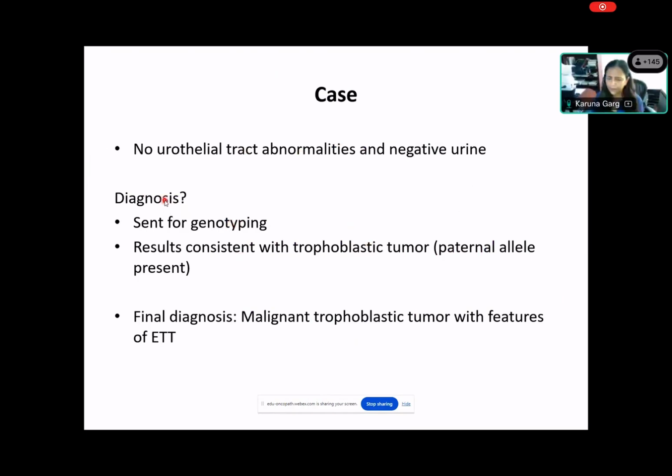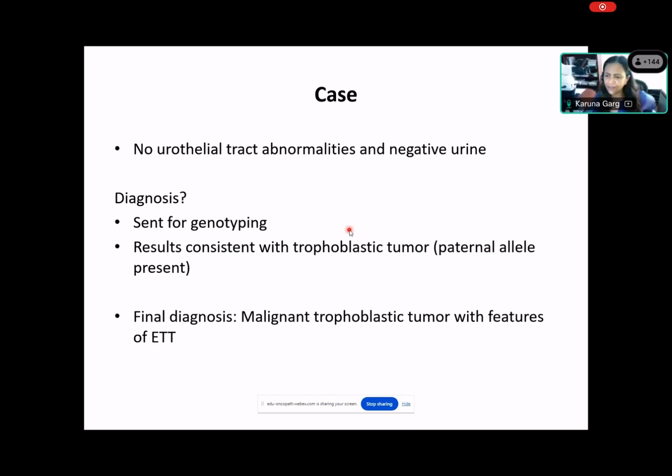What was the diagnosis? So we started thinking, could this actually be a trophoblastic tumor? And we sent it for genotyping. And the results of the genotyping were consistent with the trophoblastic tumor. So what they found was that there was an allele in the tumor that didn't match the STRs of the patient. So they knew it was coming from somewhere else, and you could speculate that it's coming from dad. So it's a paternal allele, which basically proves that it's a gestational trophoblastic neoplasm.